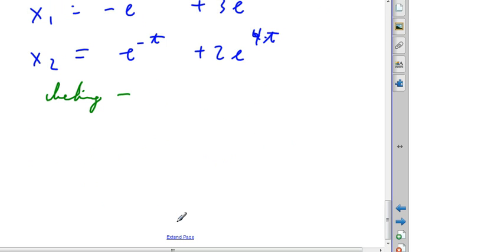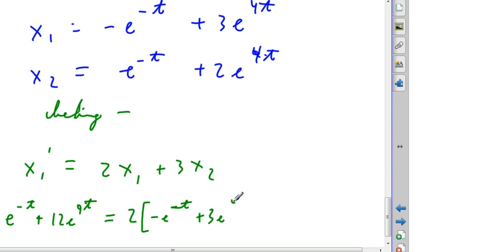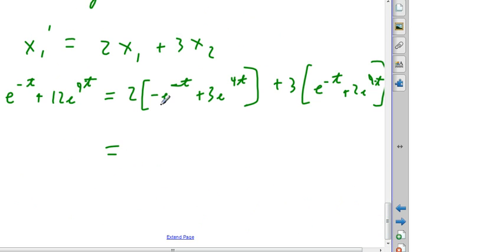My original problem said that x1 prime was supposed to be 2x1 plus 3x2. So x1 prime would be e to the minus t plus 12 e to the 4t, and that's supposed to be 2 times x1, minus e to the minus t plus 3 e to the 4t, plus 3 times x2, which is e to the minus t plus 2 e to the 4t. Okay, and I've got minus 2 plus 3, which would be a plus e to the minus t. I've got 6 plus 6, which is 12, e to the 4t. My solution checks.